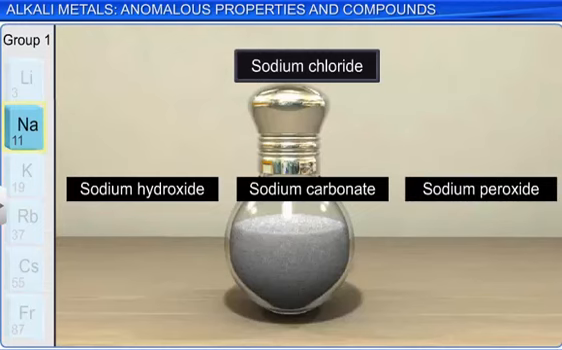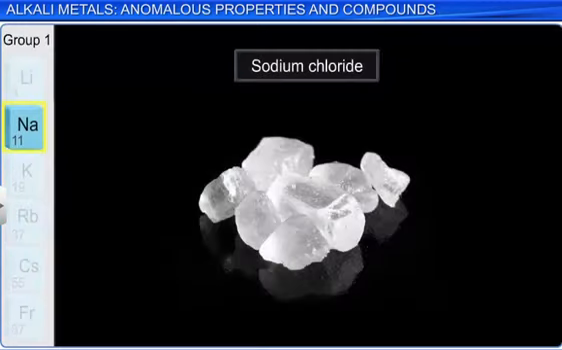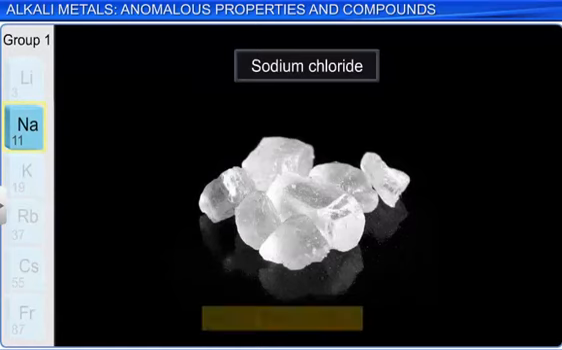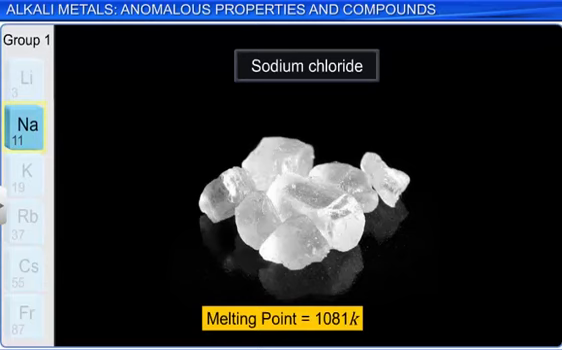Like other ionic crystals, sodium chloride has a high melting point of 1081 Kelvin. The photograph here shows a halite crystal, which is a naturally occurring form of sodium chloride.